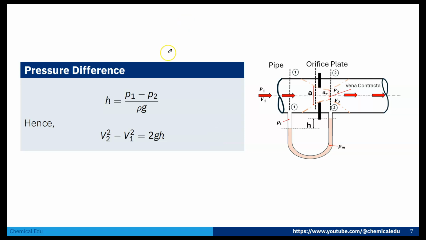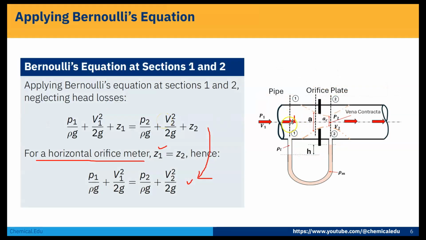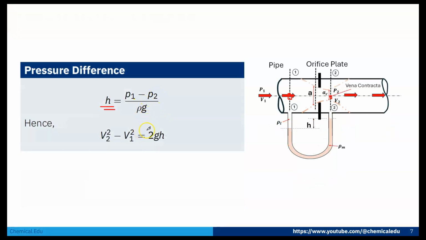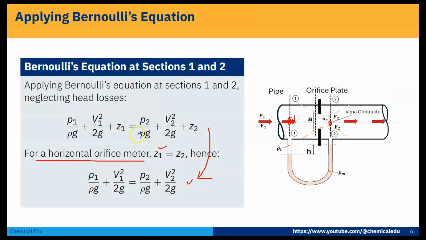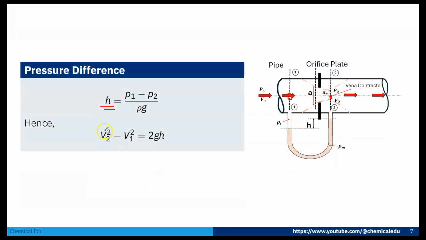Now if I consider P1 by rho g minus P2 by rho g, that is the pressure difference, which is nothing but H. If I reorganize, from here we can write V2 squared minus V1 squared is equal to 2gH. You have to remember that.